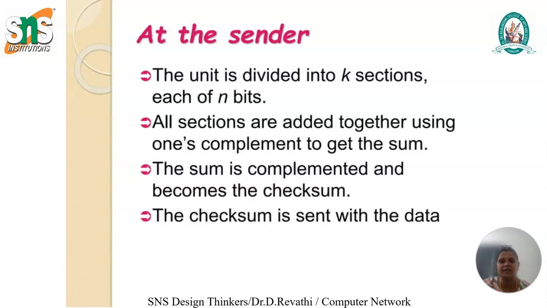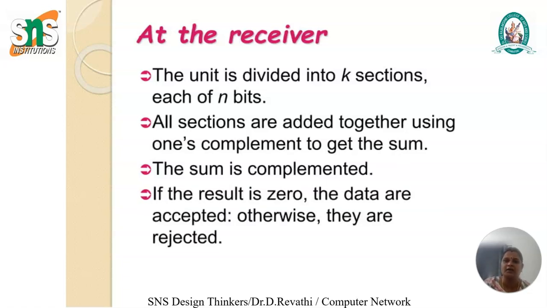At the sender side, the unit is divided into k sections of n bits. All the sections are added using 1's complement to get the sum. The sum is complemented, and it becomes the checksum. The checksum is sent with the data. At the receiver end, the unit is divided into k sections of n bits. All the sections are added together using 1's complement to get the sum. If the sum is complemented and the result is 0, the data are accepted; otherwise they are rejected.